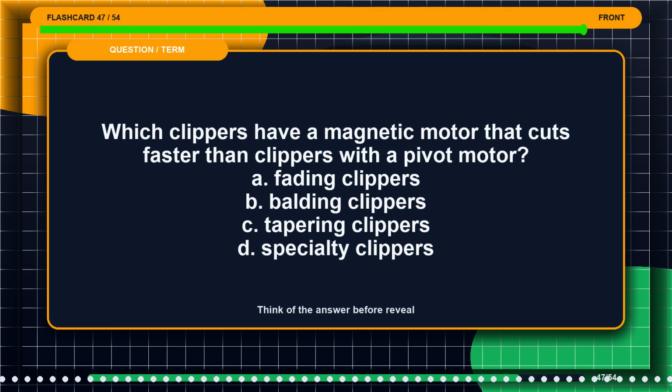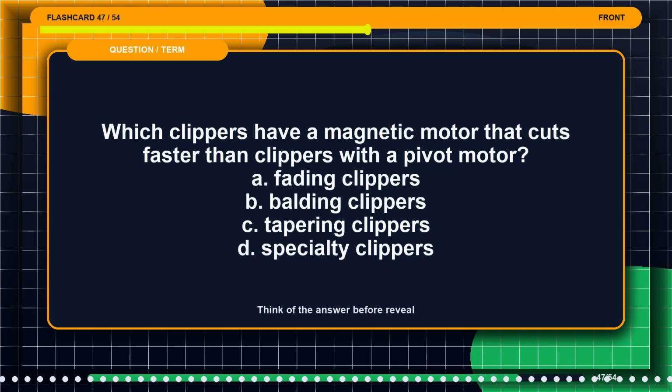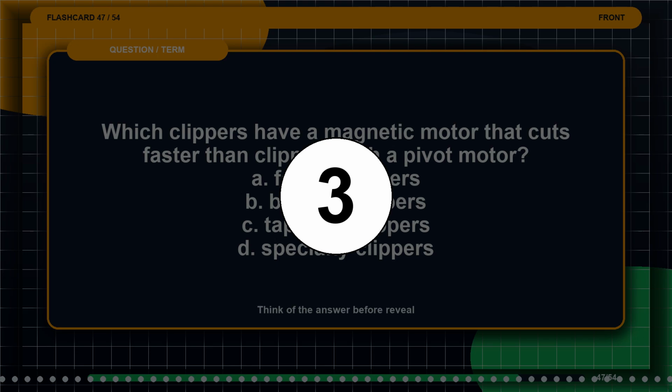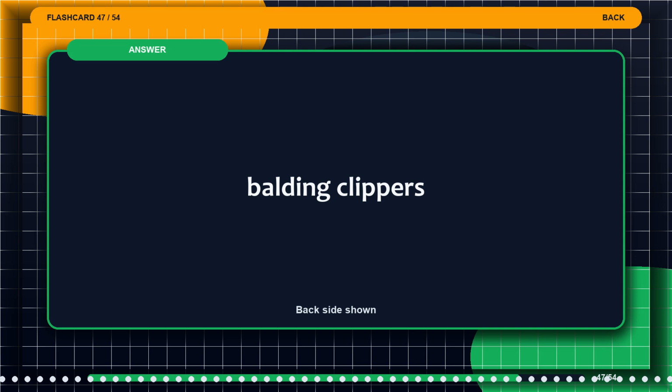Flashcard 47. Which clippers have a magnetic motor that cuts faster than clippers with a pivot motor? A. Fading clippers. B. Balding clippers. C. Tapering clippers. D. Specialty clippers. Pause and think of the answer before the reveal. The answer is balding clippers.